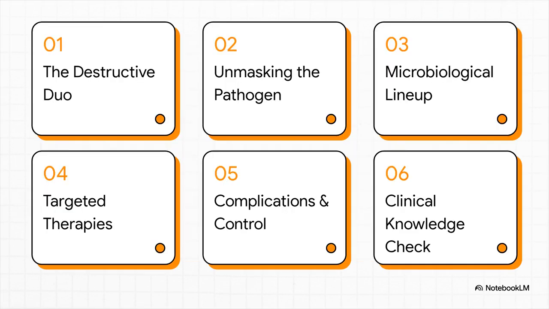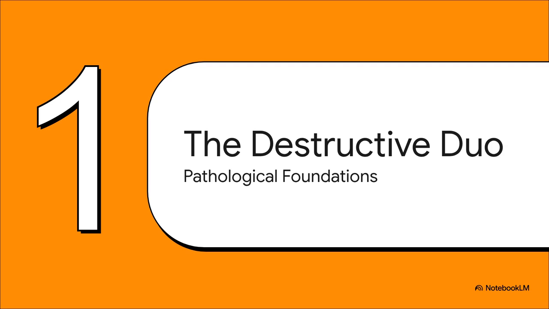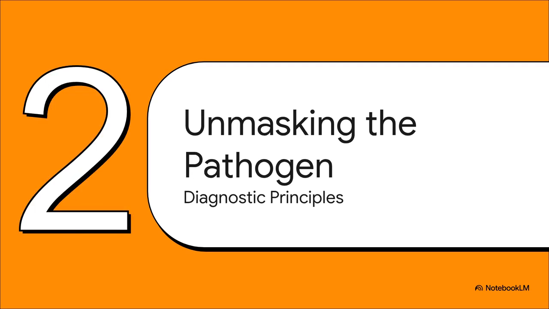So, here's our roadmap. We'll look at the destructive duo themselves, how to unmask the pathogen, line up the usual suspects, talk targeted therapy, and then cover complications in control before we wrap with a quick knowledge check. All right, section 1, the destructive duo. Let's lay the groundwork. Moving on to section 2, unmasking the pathogen.